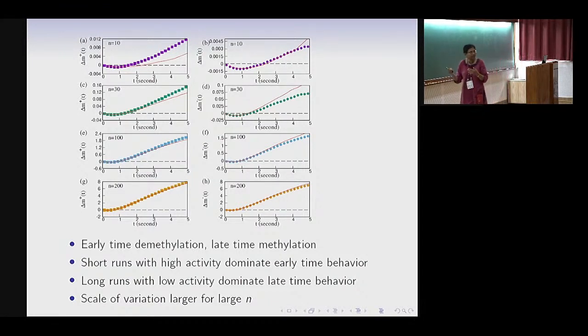In fact, this is not so difficult to understand because at short times there are many short runs present in my population, and why are those runs short? Because they tend to tumble quickly, and those that tumble quickly have high activity, and high activity means demethylation. So at small times, overall there is a tendency of demethylation. But as time becomes moderate or large, I have these long runs whose activity should be low, and therefore they should be more prone to methylation, and as a result I am finding this kind of behavior.